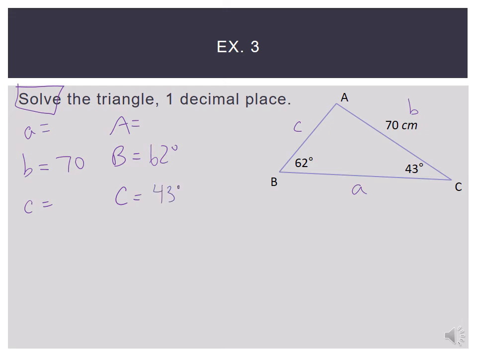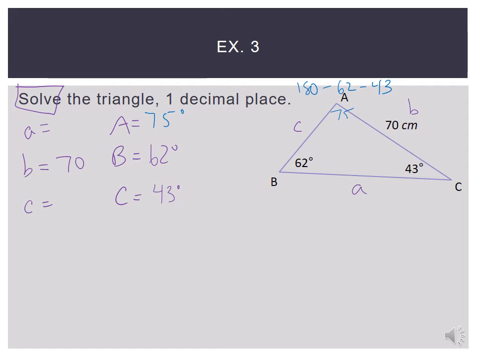Just like yesterday with a solve triangle question, you're always going to be finding three different things. The easiest thing to find is angle A, which, remember, there's 180 degrees in a triangle. So if I do 180 minus 62 minus 43, if you type that in your calculator, you should get 75. So I know angle A is 75. There's our first easy mark.